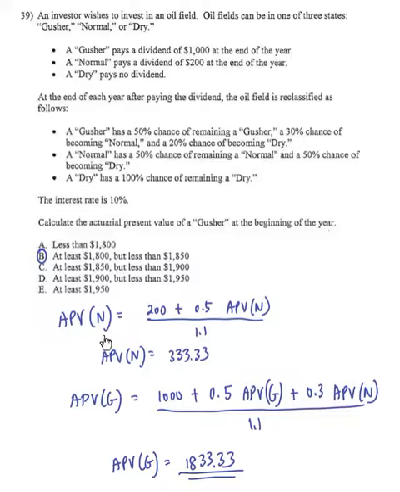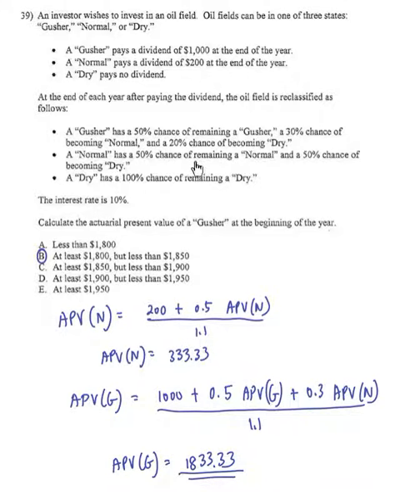Okay, let's start with this equation here. It says that if we have a normal oil field, there's a dividend of 200 at the end of the year. So if I let this be the value, saying I have a normal guy at the beginning of a year, then at the end of the year I get 200. So the present value of that 200 is 200 divided by 1.1.